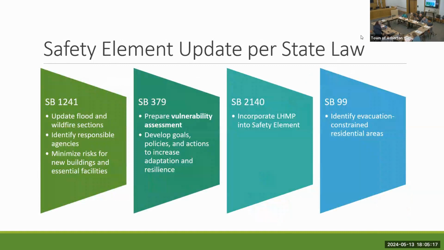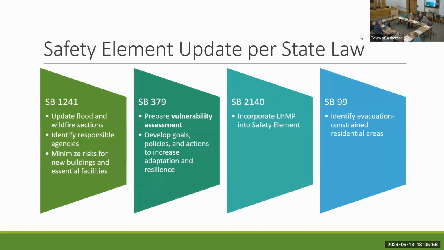Speaking of state law, there are 4 recent state bills that have been passed that require updates to the safety element. The first, SB 1241, requires updating the flood and wildfire sections, identifying responsible agencies that would respond in that event, and then minimizing risks for new buildings and essential facilities. Looking at where sensitive wildfire areas are, flood-prone areas, and making sure that development is addressing any sort of vulnerabilities.